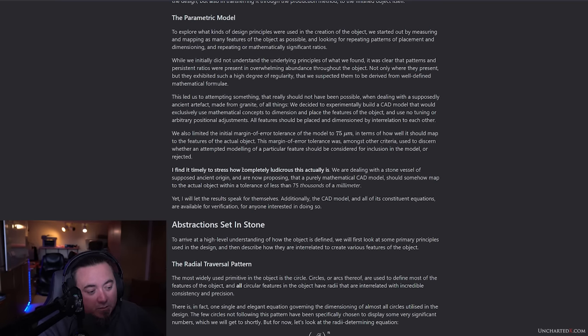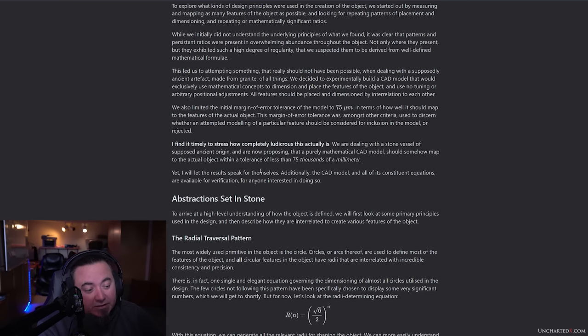I find it timely to stress how completely ludicrous this actually is. We're dealing with a stone vessel of supposedly ancient design and are now proposing that a purely mathematical CAD model should somehow map to the actual object within a tolerance of less than 75 thousandths of a millimeter. Like, that's 75 thousandths of a millimeter.